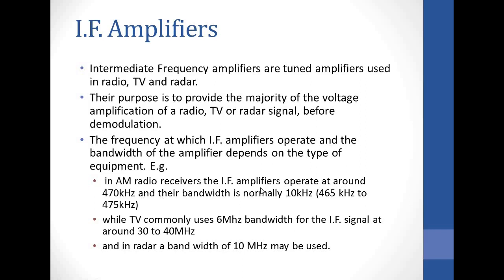So here we're given examples of different IFs. For example, here we are given that an AM radio receiver IF can operate at 470 kilohertz, and then here we are given that TV uses 6 megahertz bandwidth, and IF often ranges between 30 to 40 megahertz. And then here we are given also that for radar, a bandwidth of about 10 megahertz can be used. So these are just examples.